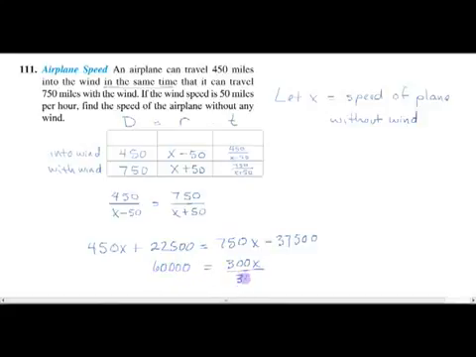Now when I divide by 300, I'll have 200. So the speed of my plane without the wind is 200 miles per hour.